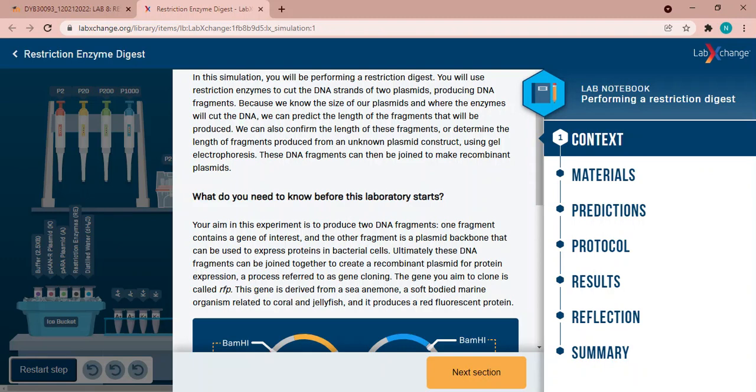Ultimately, these DNA fragments can be joined together to create a recombinant plasmid for protein expression, a process referred to as gene cloning. The gene you aim to clone is called RFP. This gene is derived from a sea anemone, a soft-bodied marine organism related to coral and jellyfish, and it produces a red fluorescent protein.